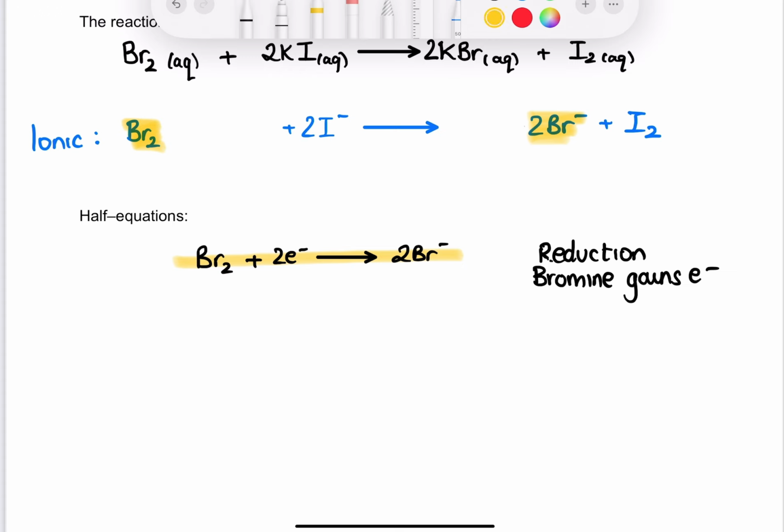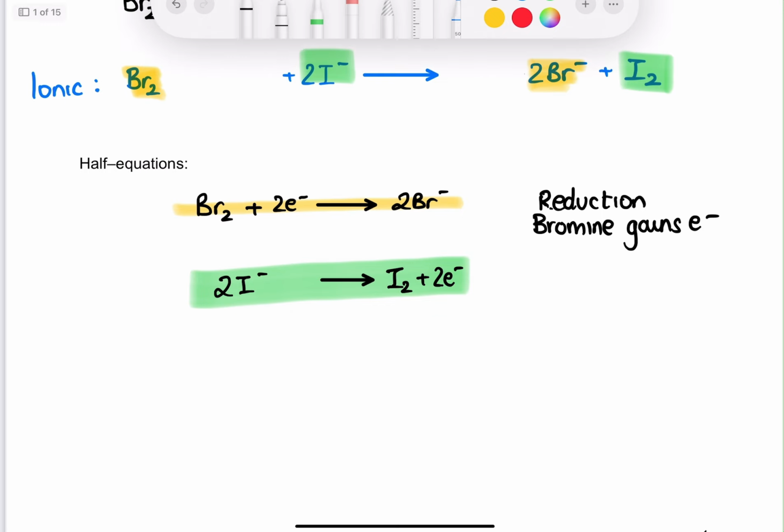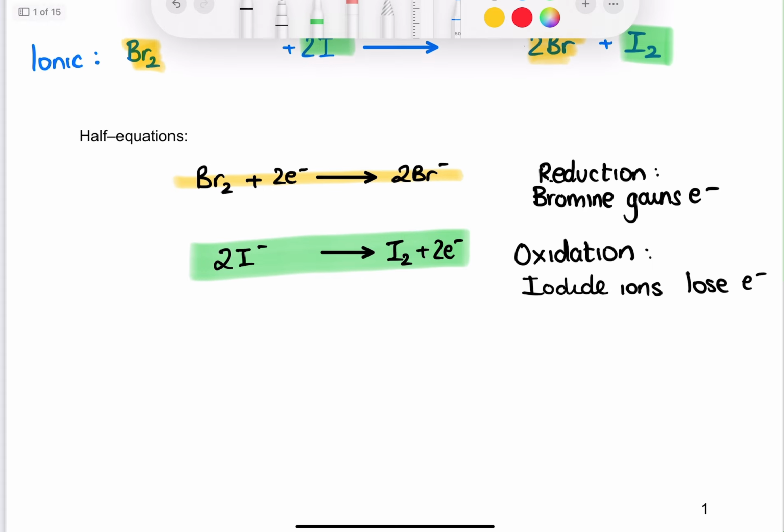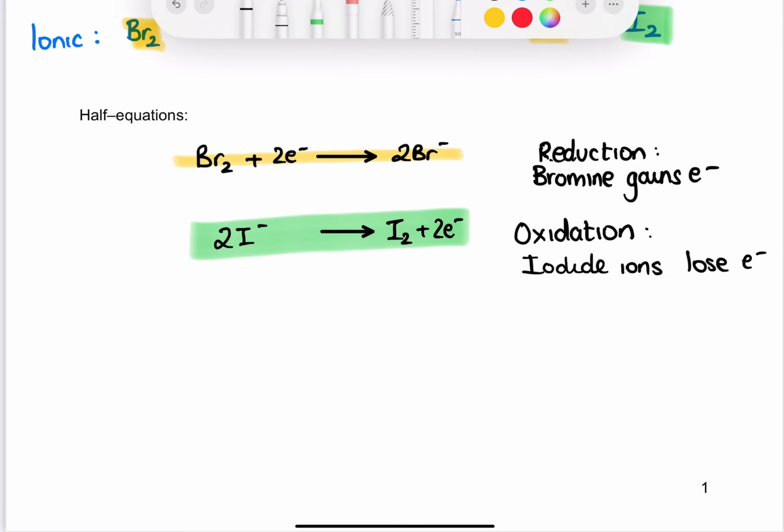If we then look at what happens to the iodide ions, 2I- are becoming I2. To balance that, we put the electrons on the right, and so that is loss of electrons, or oxidation. So iodide ions, not iodine this time, lose electrons. So it was a lot of effort to find out who got oxidized and who got reduced.